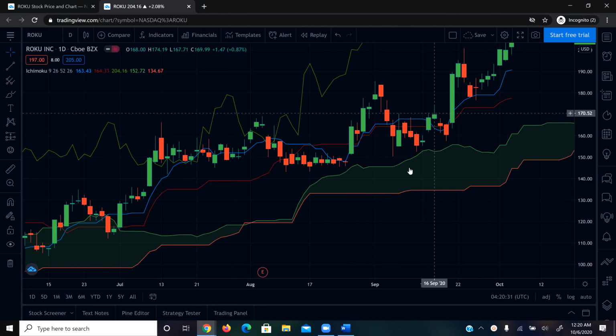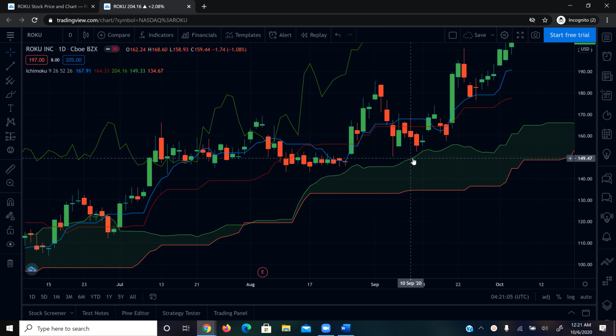Now, these two down here are what create the cloud. This light green line is called the leading span A, and it uses data based on the 26 periods and 9 periods. What this does is allow it to react quicker to price changes, so it's moving faster than the red line, and I'll explain why. The red line is called span B, and it moves slower because it's calculated using 52 periods of data. So as you can see, we have a lot of things going on here, and I'm going to show you exactly how to evaluate this.